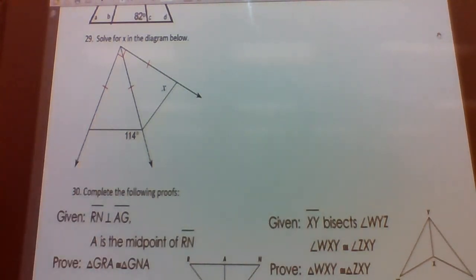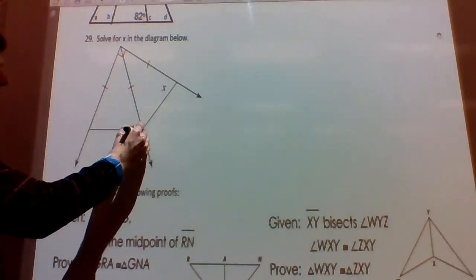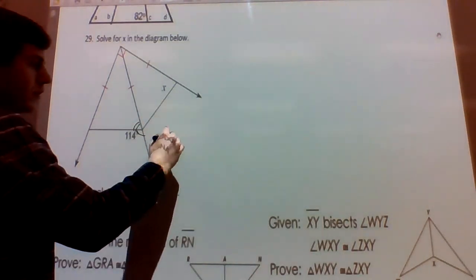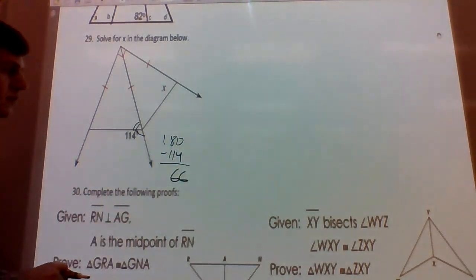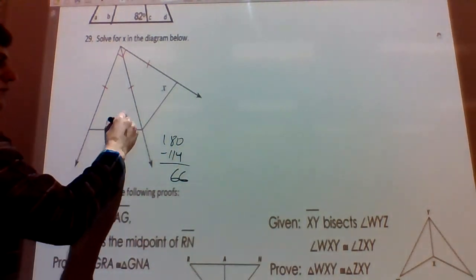So it's telling us this outside angle is 114. So we have a linear pair. So 180 minus 114 is going to give us 66.